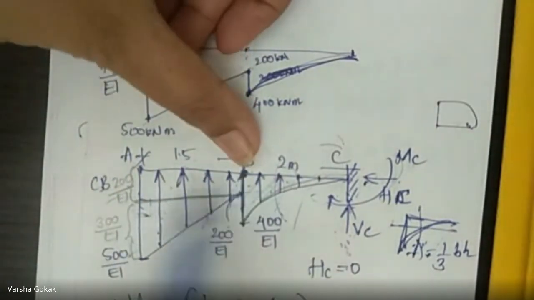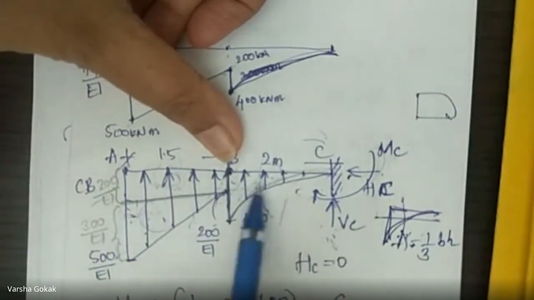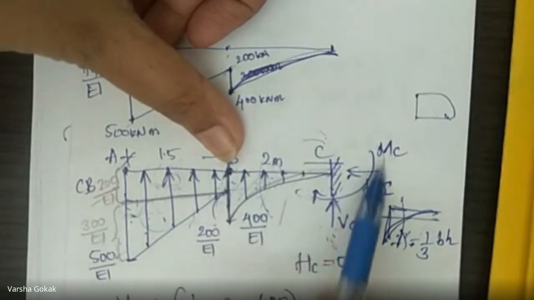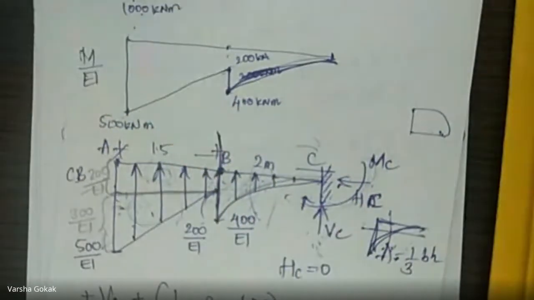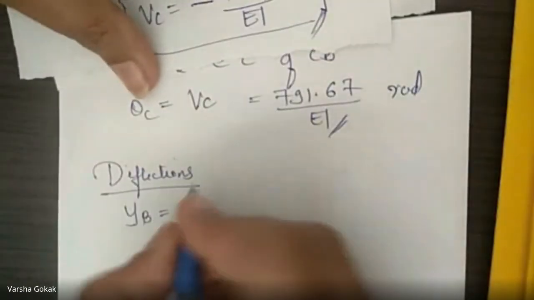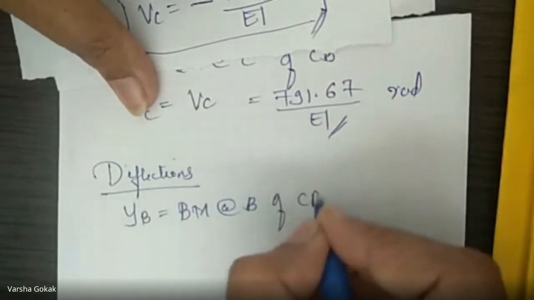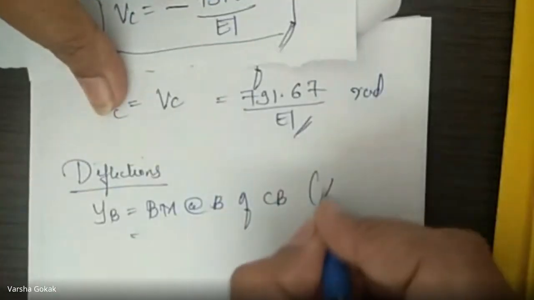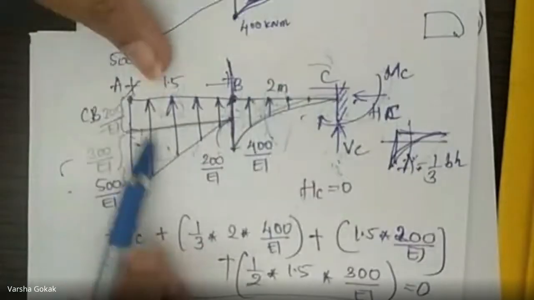I want moment at B. If you're coming from this side, this area into perpendicular distance, this area into the CG. Similarly, if you're coming from here, its area into CG, and this MC value has to be taken. Moment at C we have calculated, don't forget this moment at C. Any of the two, either start from left or from right, answers will be same. So deflection at B is given as bending moment at B of the conjugate beam. So let us take it from the left side. I'm considering it from the left side, right? So when I come from the left, I have these two figures.